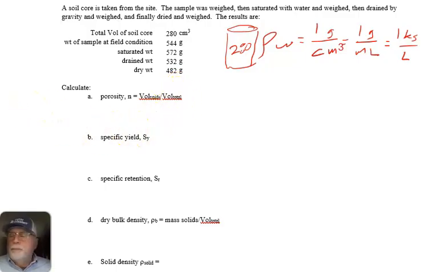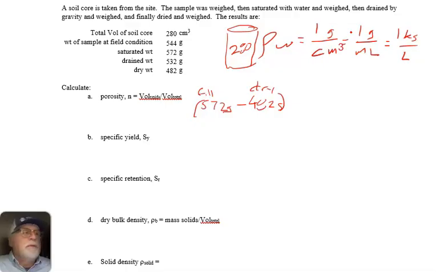So the porosity is the volume of voids over the volume total. When it's all filled, all saturated, it's 572 grams. And when it's all dry, it's 482 grams. So that's 90 grams. Remember, I can convert back and forth between cubic centimeter or milliliter and gram. So I'm going to put the equal sign about there.